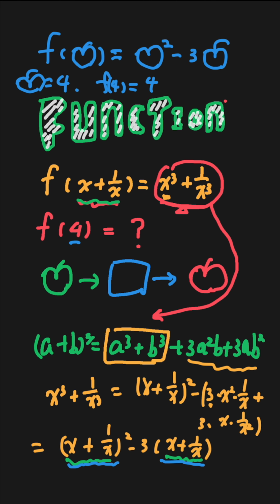Oh goodness, I got it wrong. The apple here should be cubed. I got it wrong, sorry. My brain is still not working really well at the moment. And so the final result should be f(4) is equal to 4 cubed minus 3 times 4. This part is 64 minus 12, which would be 52.